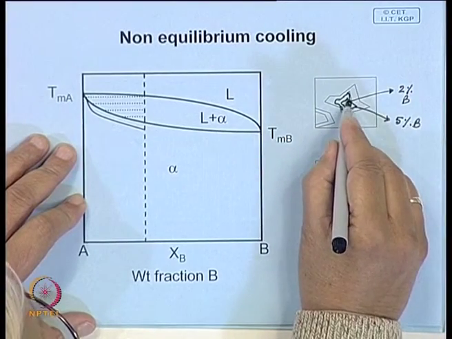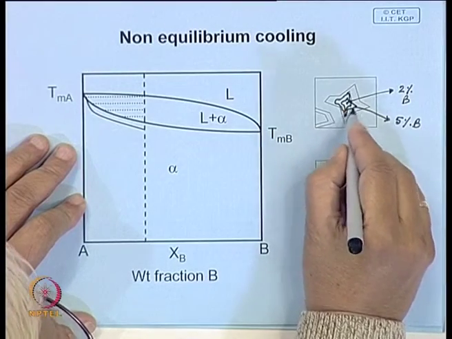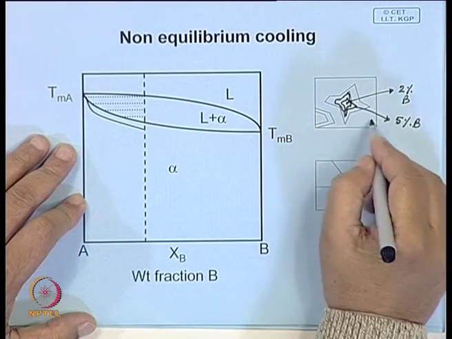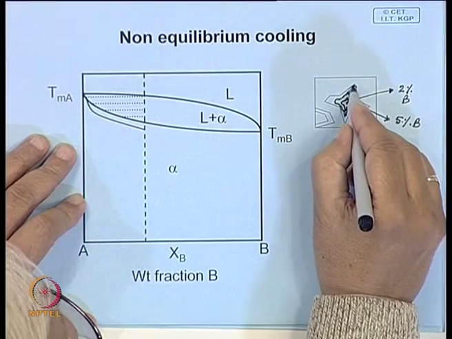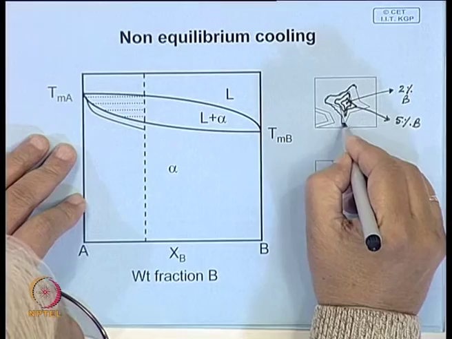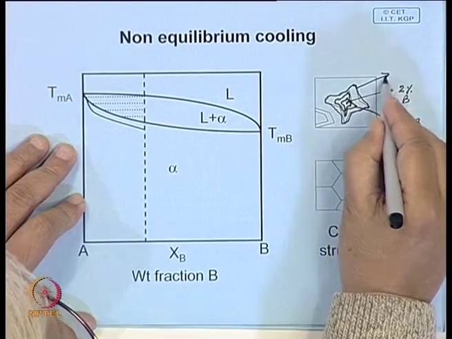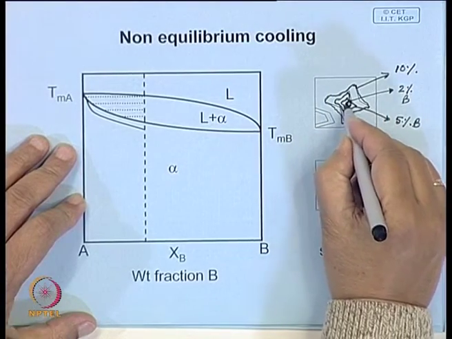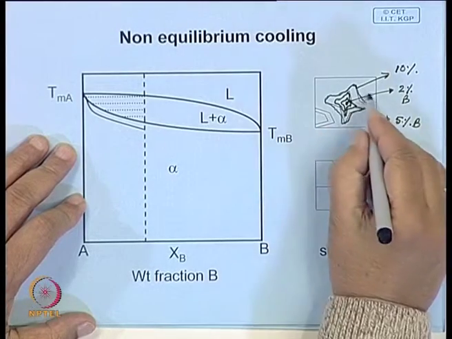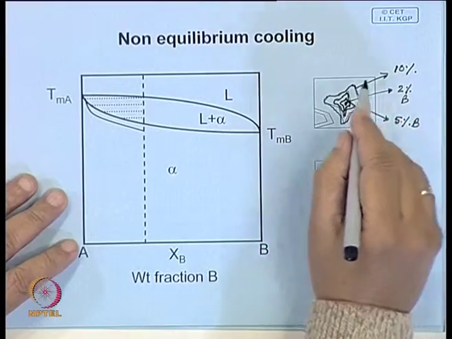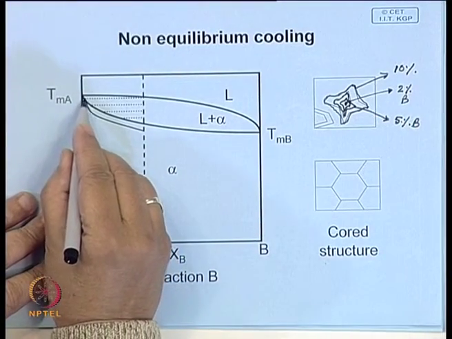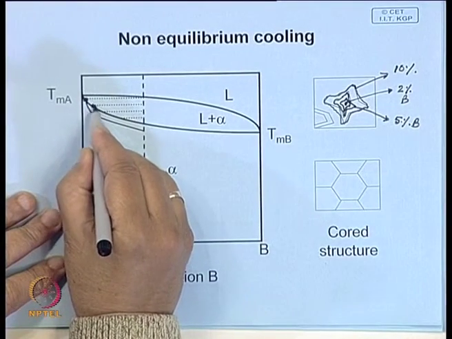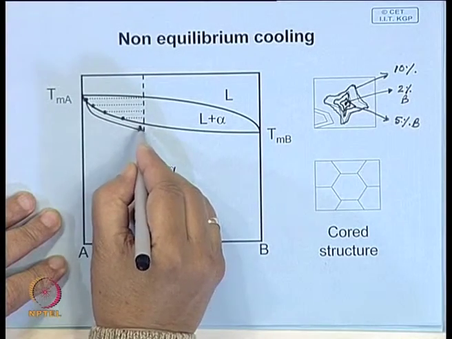In that case, as the crystal grows, the next solid is surrounded by solutions which are richer in B. The next layer will be even richer in B. So, let us say this is 10%. As you move from the center of the crystal to the periphery, you are likely to find that composition goes on changing. The first solid which precipitates has this composition, the next solid has this, the next layer has this.